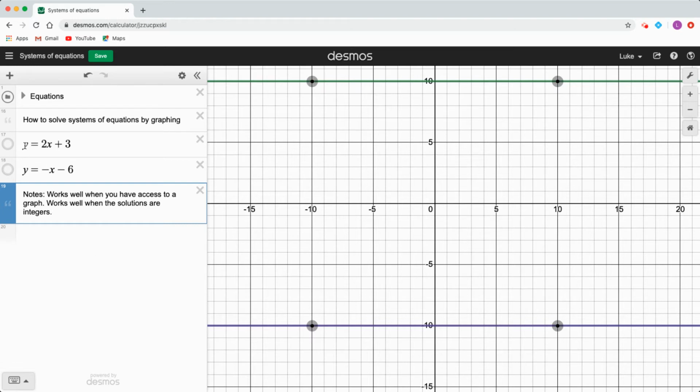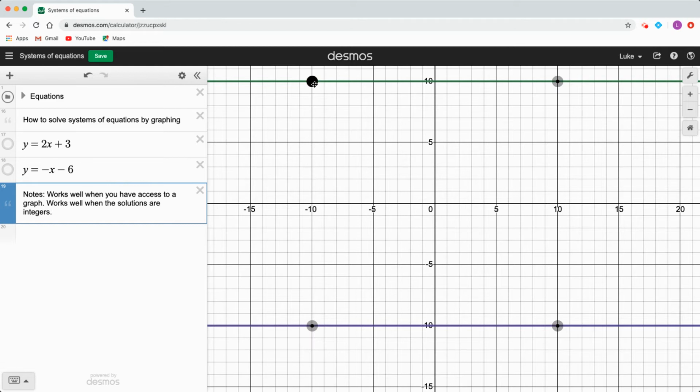But anyways, let's take a look at these two problems we have here. We have y equals 2x plus 3 and y equals negative x minus 6. We can use graphing to figure out the solution. What is the set of x, y points or point that will satisfy both of these equations?